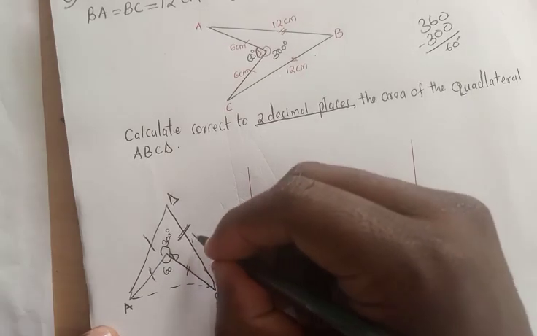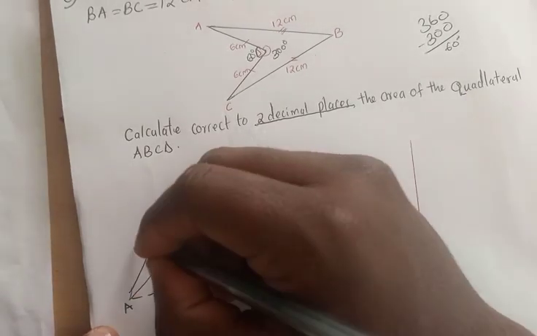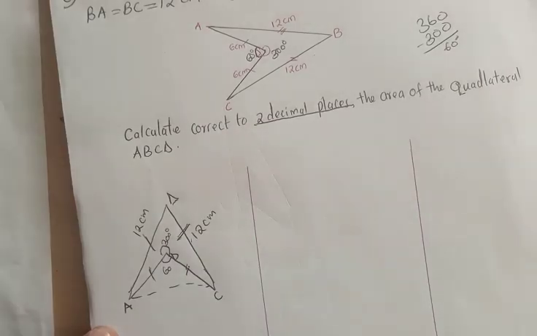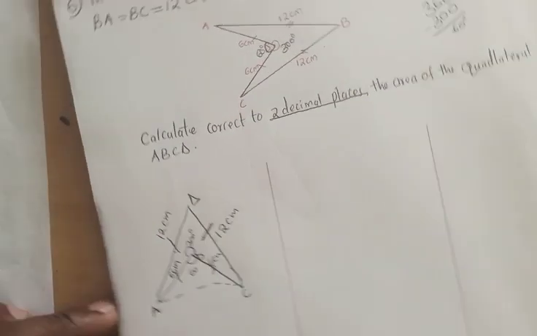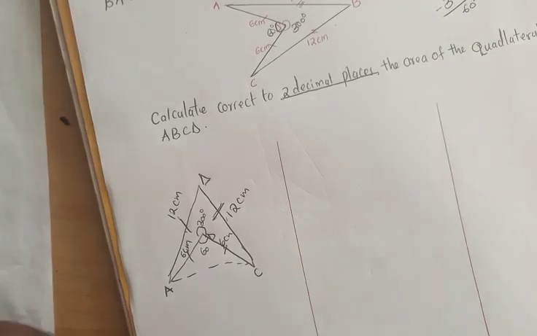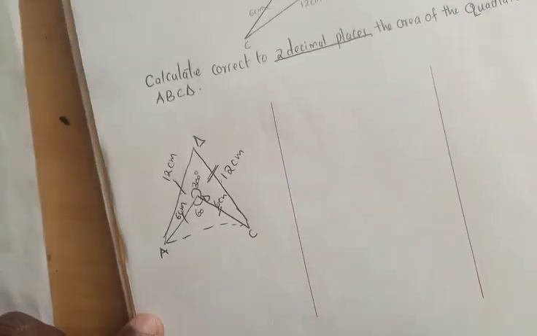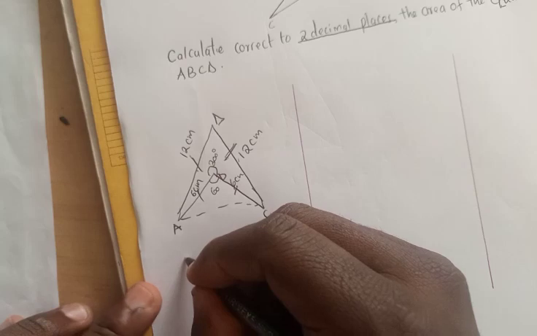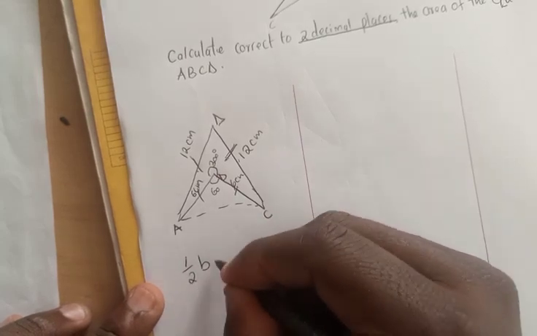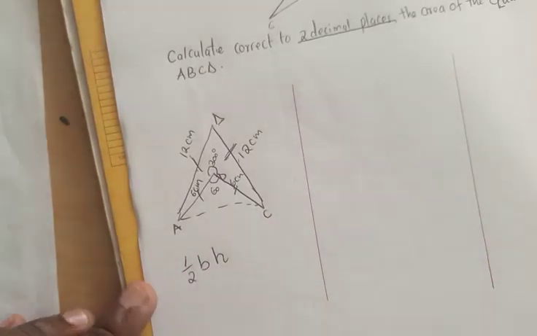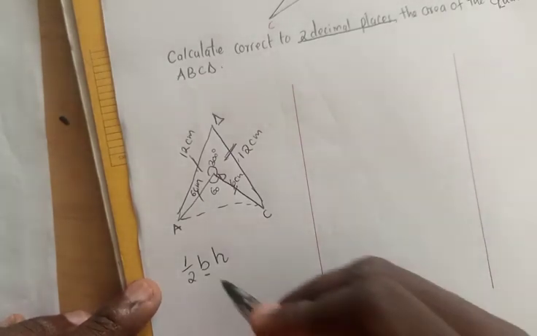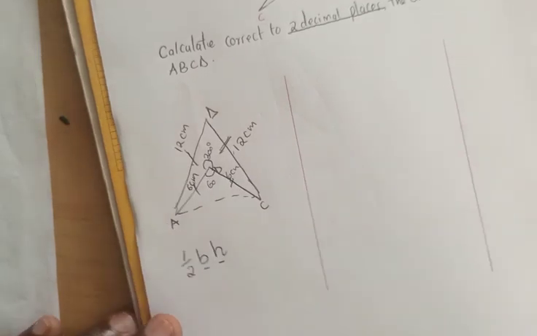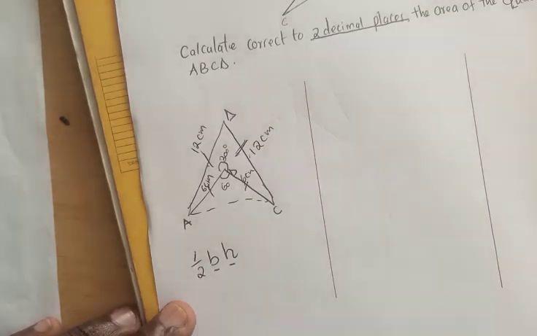And we know this side is 12 centimeters. This one is 12 centimeters. Now this one is 6 centimeters and also this one is 6 centimeters. How can we get the area of a triangle? We know that the area of a triangle is given by the formula half base times height. Do we have our base? No. Do we have our height? No. How can we get our base? Getting our base is very simple.